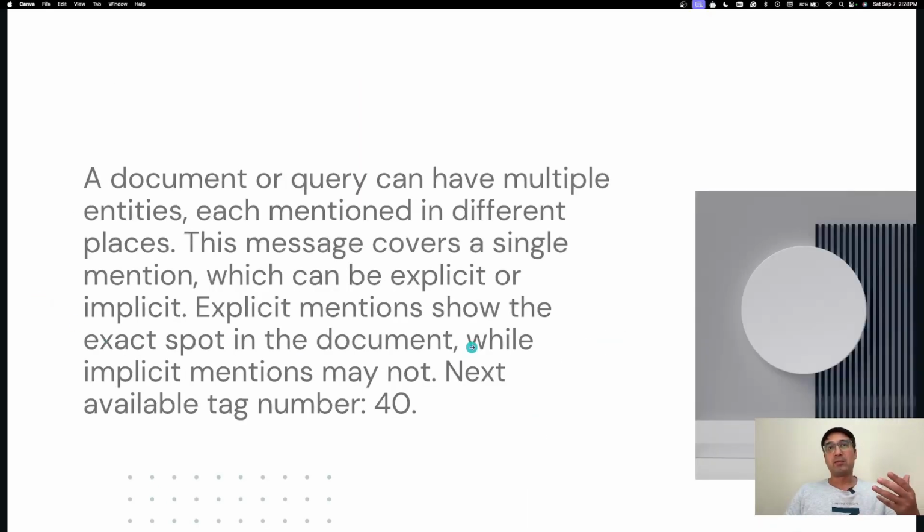So an explicit mention is when you put in, let's say, your exact entity. For instance, if you're optimizing for gyms near me, your entity will be gyms, and near me would be another entity. So for gyms, you have bodybuilding, that's an associated entity. There is also fitness, that's another entity. So a document or a query can have multiple entities. You can have multiple entities on a single document, and each mentioned in different places.